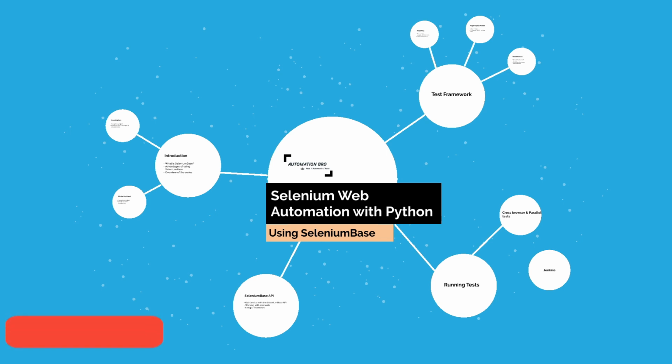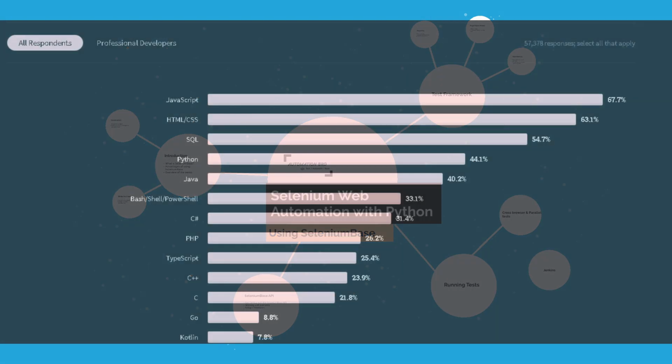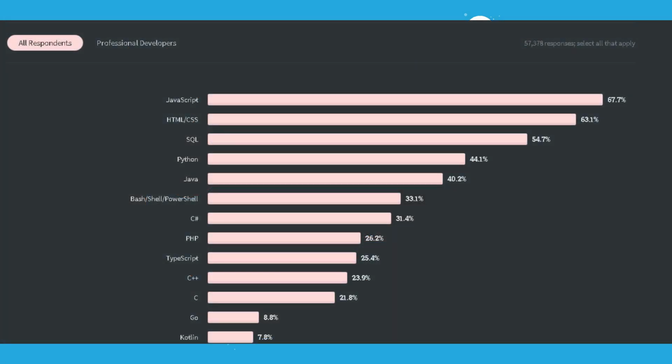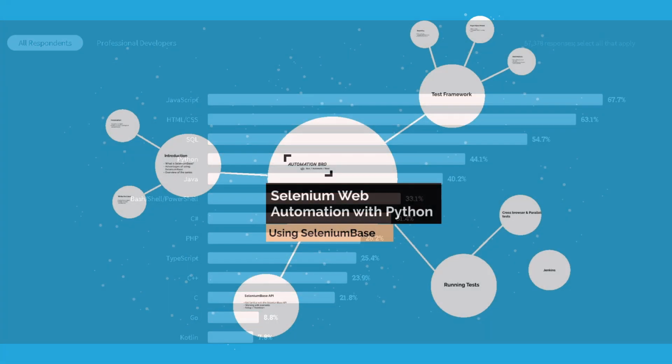This time we will be learning Selenium web automation using Python. Now let's talk about why Python. So the answer is simple. Python is becoming one of the most popular and in-demand programming languages. As per the survey done by Stack Overflow in 2020, Python ranks number 4 as the most popular technologies, right after JavaScript, HTML, CSS, and SQL.